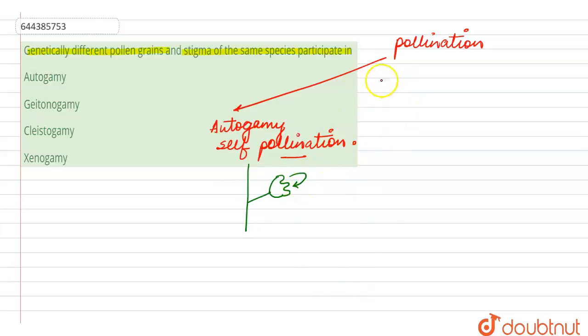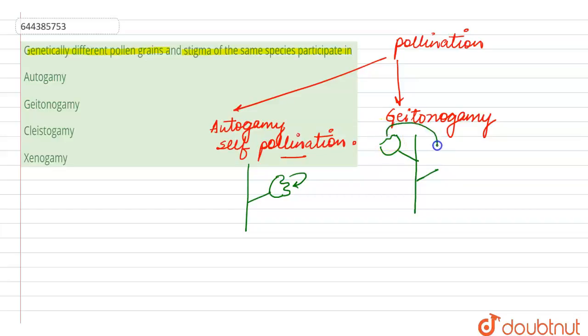Whereas in the second case, that is called geitonogamy, the pollination takes place within the same plant but not within the same flower. So if this is the plant, the flowers here may be bisexual or unisexual. So in case it is unisexual flowers, then the pollination takes place from the pollen grain of a staminate flower to the pistillate flower, right? So this is called geitonogamy. So in both the cases we see that the pollen grain is genetically the same because it is of the same plant. So this is genetically also self-pollination.